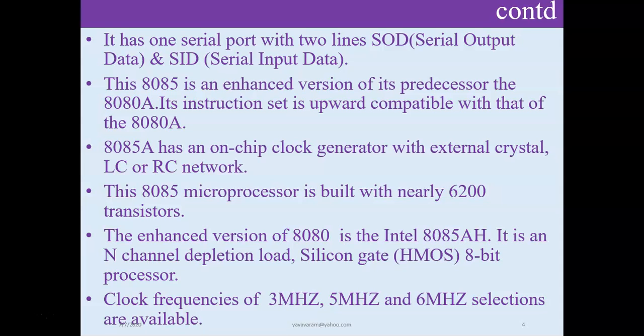Next, the enhanced version of 8080 is the Intel 8085AH. It is an N channel MOS technology. It is an N channel depletion load silicon gate, HMOS 8-bit processor. So next, clock frequencies of 3 MHz, 5 MHz and 6 MHz selections were also available in those days. So in the earlier video itself I have told you this 8085 microprocessor is no more available. It is obsolete, but only to know the information we are going through these lines.